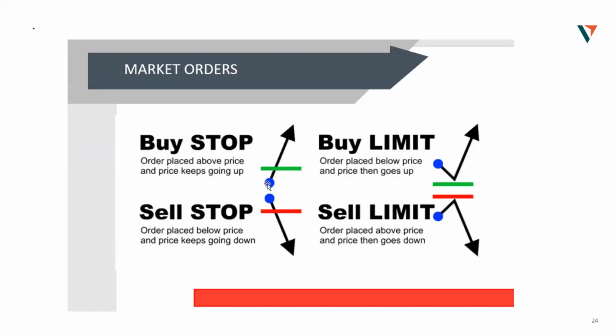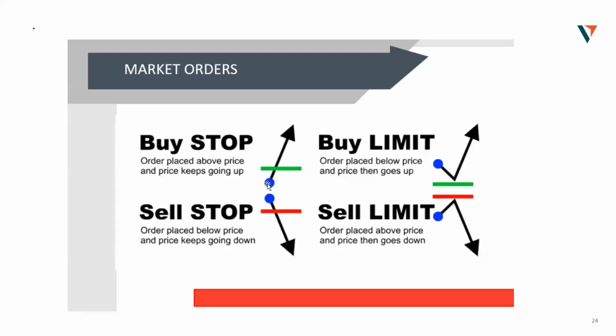Now we have buy limits. A buy limit is a bit different. Buy limit and sell limit orders are a bit different from the stop orders. The way a buy limit works is you're expecting price to buy, but price is currently at a certain level where you know that it will still come a bit down before it starts buying.